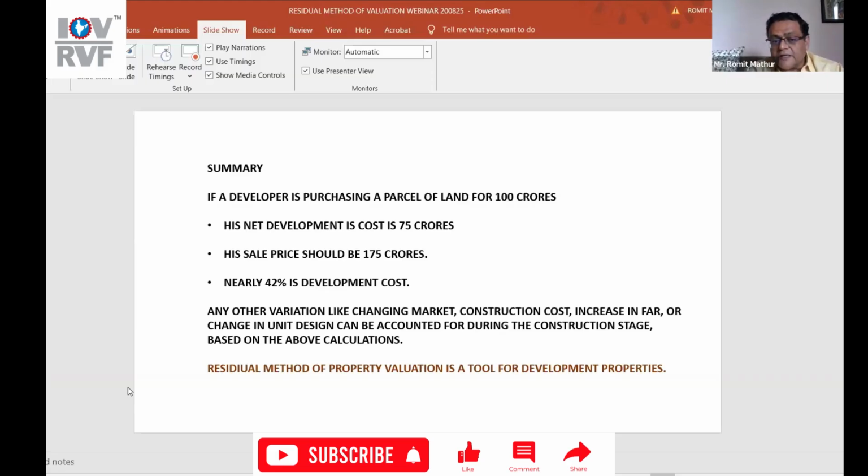So a residual method of property valuation is a tool for development properties. I hope it's clear so far. If there are any questions, you can ask me before I go into the final case study. Any questions? Should I go ahead?